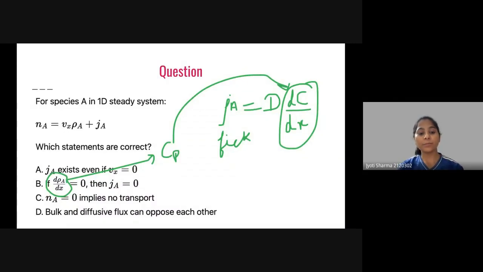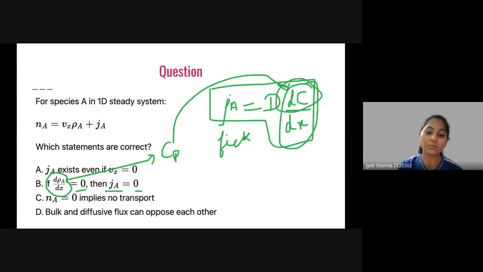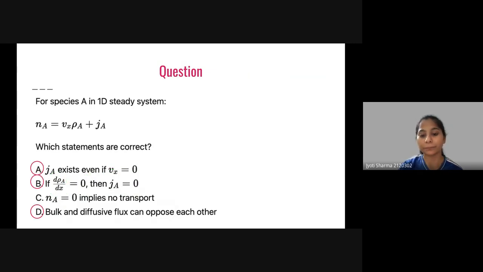So if it is 0, then diffusion will also be 0. Based on this equation, we can say that, but in a real situation it is not, because concentration is not driving, chemical potential is driving, but Fick's law has the concentration term, not the chemical potential term. So that's why B is the right one. I think you understood what I want to say.